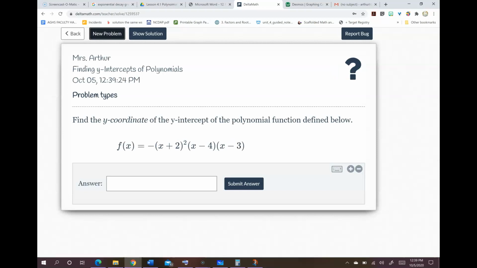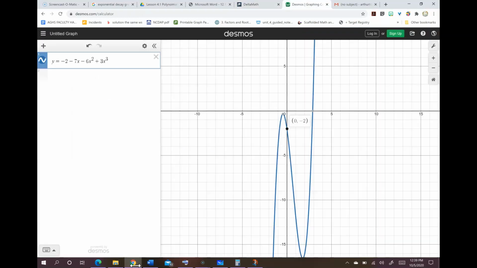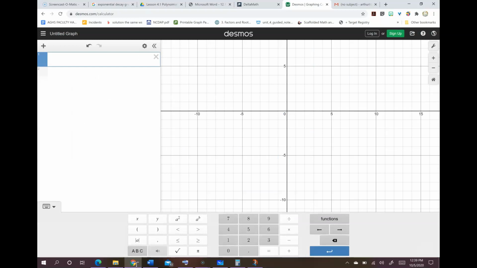Now, there's no constant term here. You see that? That's fine. Okay? That just means we need to type this into Desmos and find that y-intercept value. So I'm going to type this into Desmos. Y equals, type it exactly how you see it, parentheses and all, okay? X plus 2 squared, x minus 4, and then x minus 3.